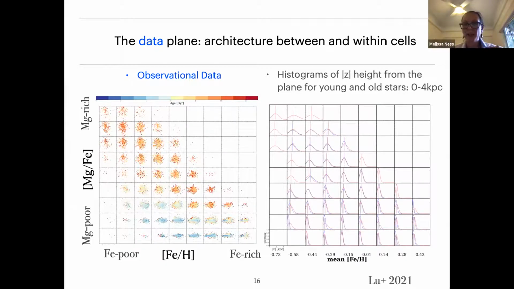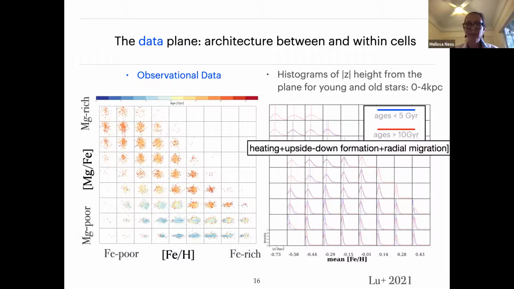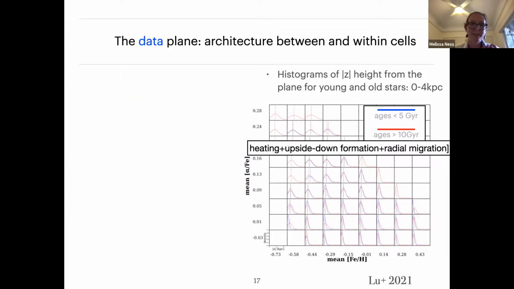There's a lot going on. Blue represents the young bin, red represents the older bin. Okay, there's lots of things going on in this figure. This is heating, upside-down formation, radial migration, there's age errors, this is blurring everything out. But let me just bring your attention to a couple of points about this figure.